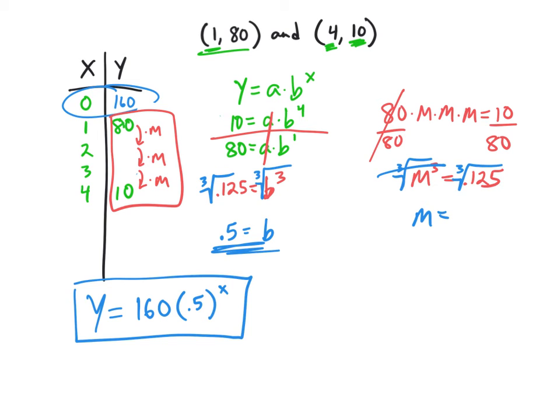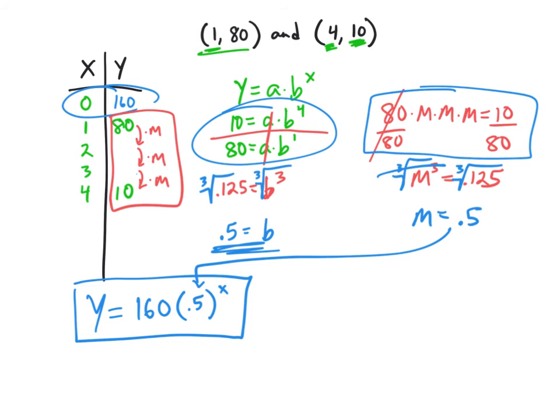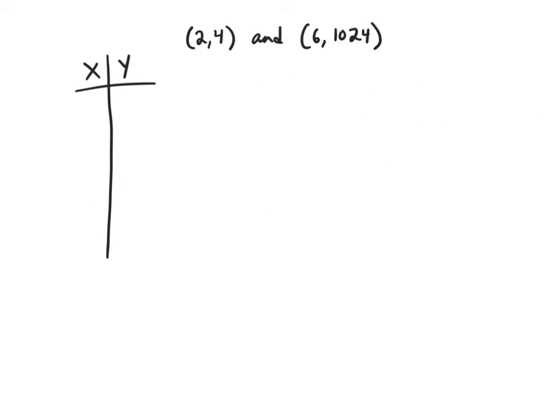And we will get our multiplier. The 3rd root of 0.125 is our multiplier of 0.5. Which way do you prefer? Do you like taking two equations and eliminating them? Do you like making up your own equation from the table? Again, you might not see that second strategy in a book.